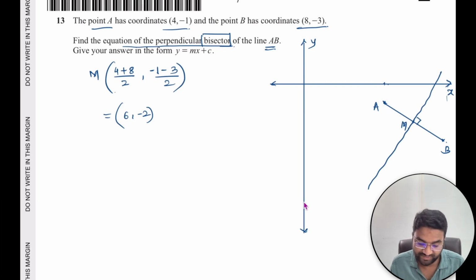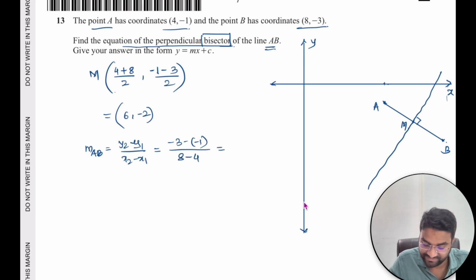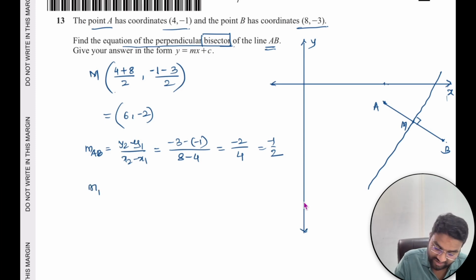Now we can find the gradient of AB, and for the perpendicular we can take just the negative reciprocal. So the gradient of AB, which is (y2 minus y1) upon (x2 minus x1), is equal to (-3 minus -1) divided by (8 minus 4), which is -2 upon 4, which is -1 upon 2. If you take the negative reciprocal, the gradient of the perpendicular line will be just 2. So y is equal to mx plus c, so y is equal to 2x plus c.